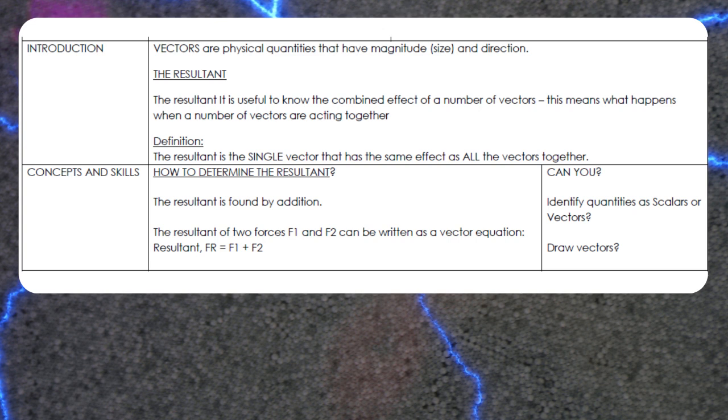Concepts and skills: how to determine the resultant. The resultant is found by addition. The resultant of two forces F1 and F2 can be written as a vector equation. Resultant, FR equals F1 plus F2. Can you identify quantities as scalars or vectors? Draw vectors.